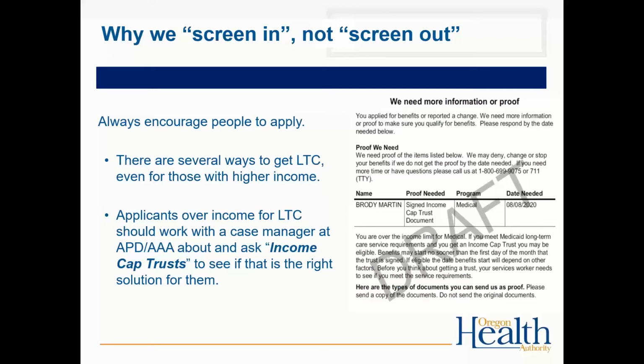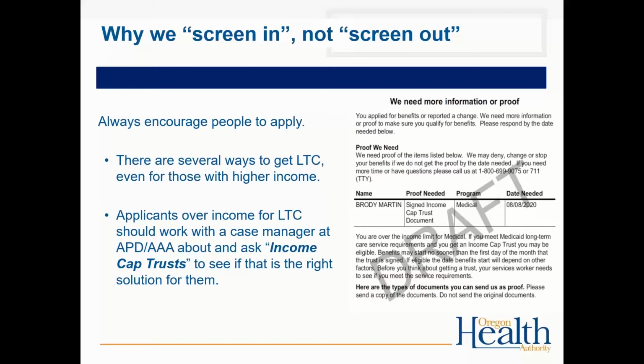Just like we touched on before, regardless of the length of the need or how much the need seems to be, we want to always encourage people to apply. We don't want to screen people out. There's lots of ways to get long-term care, even if they have really high income, even if it's over the 300%. Based on their deductions or anything else, they could get long-term care. So even if they have that really high income, still have them apply, and then they can work with APD on what's called an income cap trust.